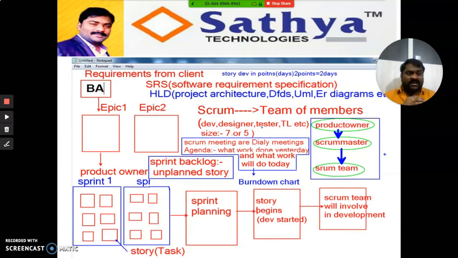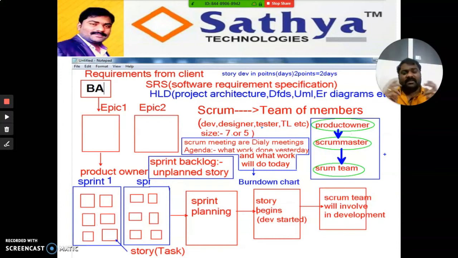The product owner is also there. He is a business analyst or mostly a project manager. He acts like a mediator between the client and the company. He will check whether the product is developing in a proper manner or not. He has the domain knowledge. He is the mediator, actually, the product owner.